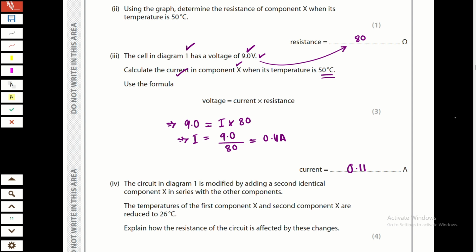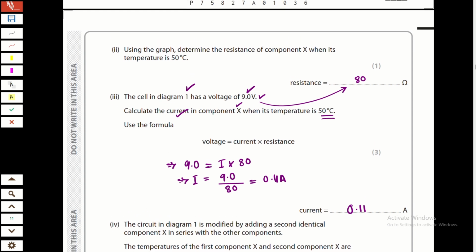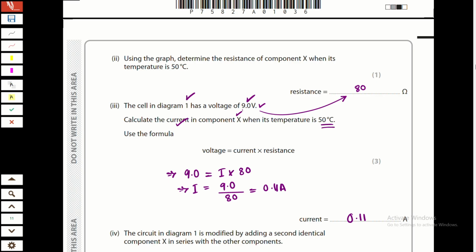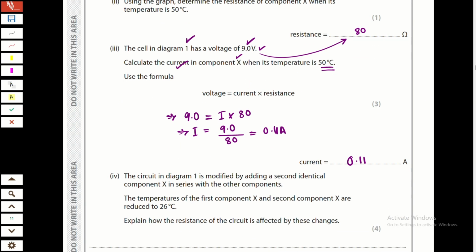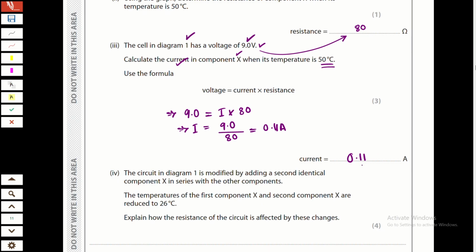The answer to this question should be written in two significant figures, because the data was provided in two significant figures. As you can see, 9 volts is in two significant figures, 50 is in two significant figures. So the value for current must be in two significant figures as well.